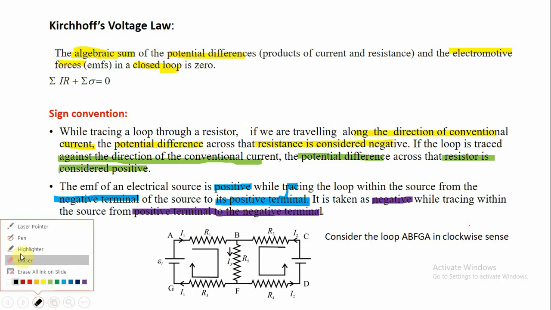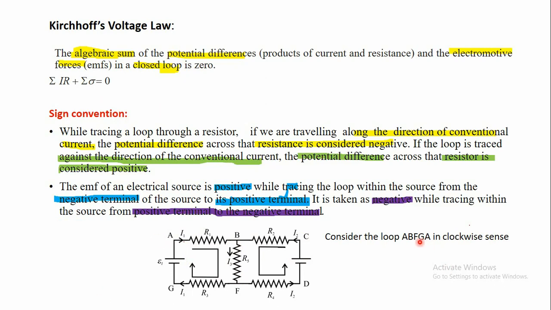Consider the loop A, B, F, G, A. When I say A, B, F, G, A, it means A to B, B to F, F to G, G to A. It means clockwise direction, in the direction of movement of a clock. You understand? So clockwise direction A to B, B to F, F to G, G to A. So I am considering this loop.